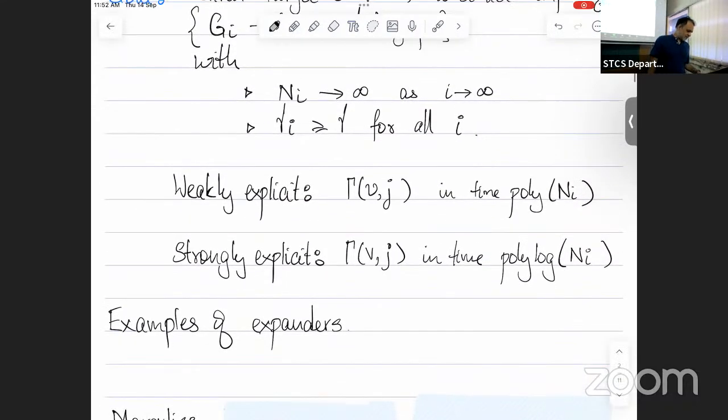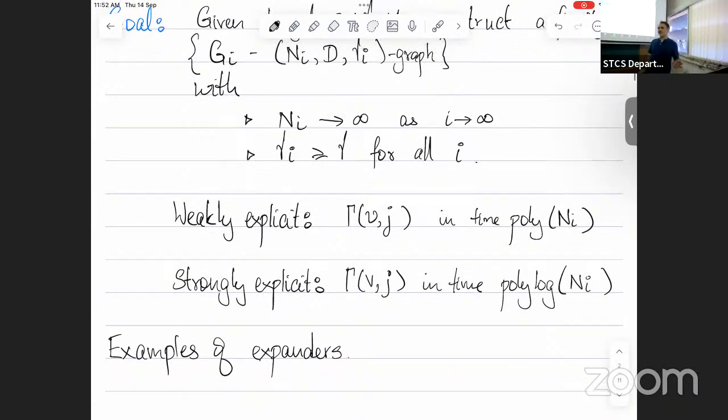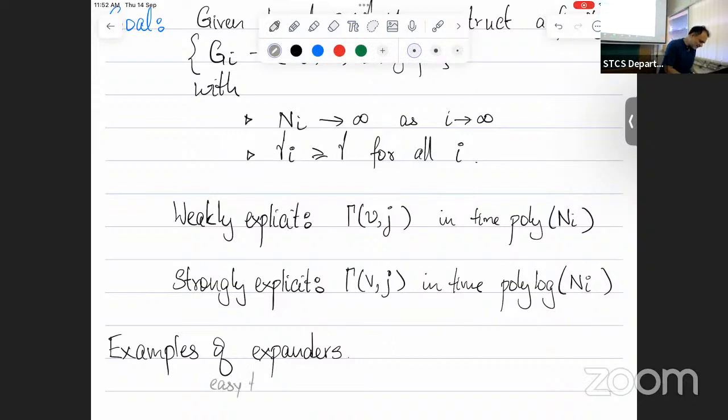Good. So now let's look at some examples of expanders. These are fairly well known and they've been well studied for a long time. But I should also mention that these are all expander families that are easy to describe, but hard to prove.